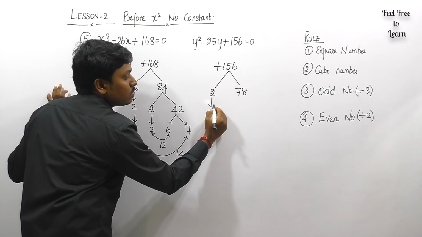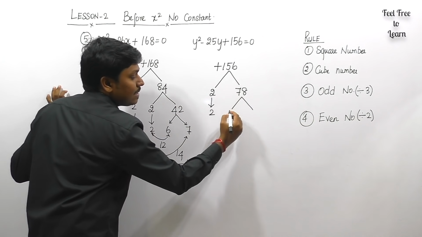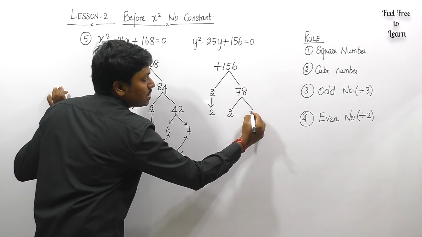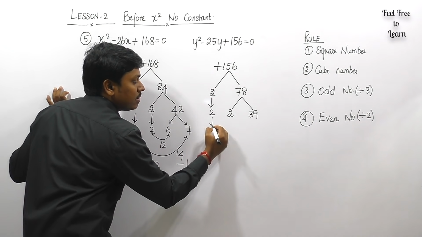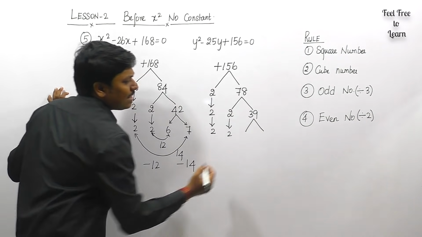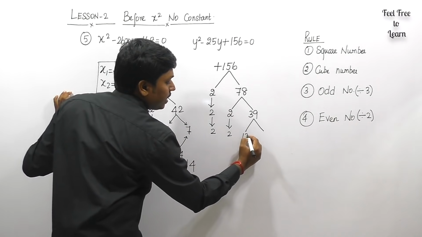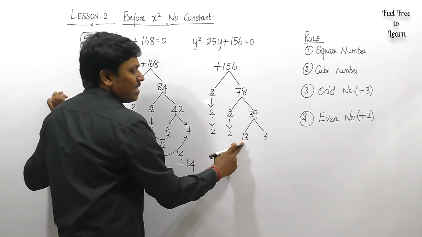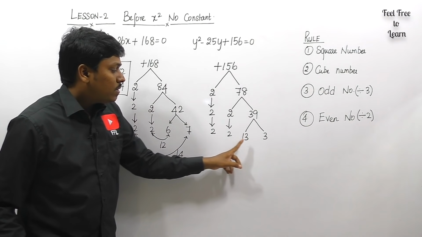So bring this 2 to the next step. And 78 is an even number, right? So again divide this 78 by 2. 3 2s are 6, the remainder will be 1, 9 2s are 18. So again bring this 2 to the next step. And 39. I think 39 can be taken as 13 into 3. 13 into 3 will be 39. So finally we can't split this 13, so let me stop here. So we have 2, 2, 13 and 3.